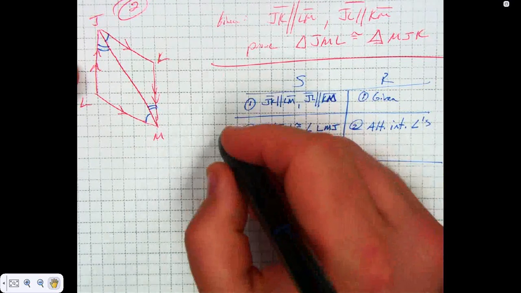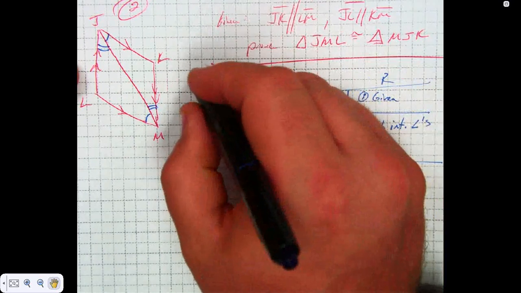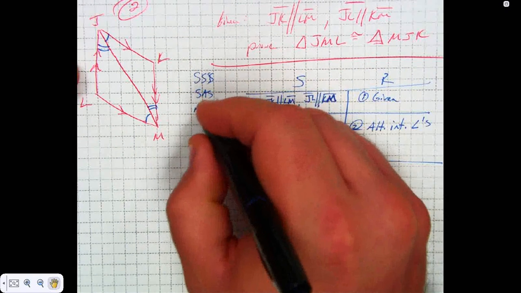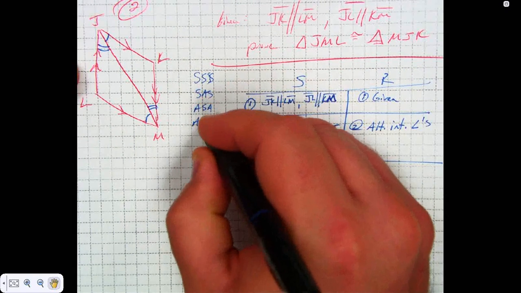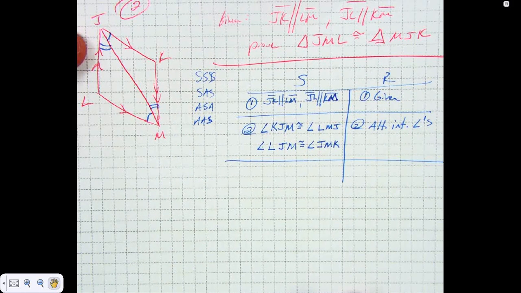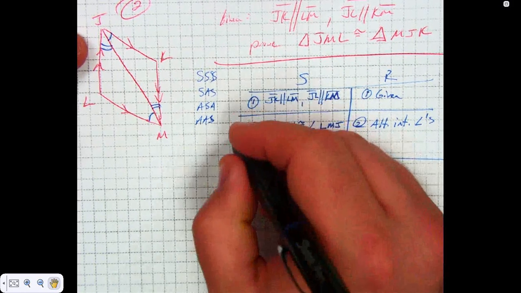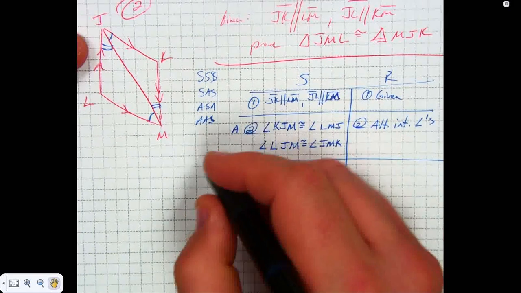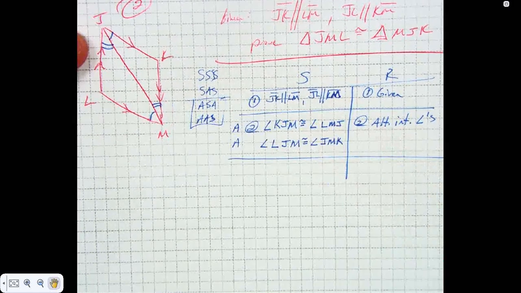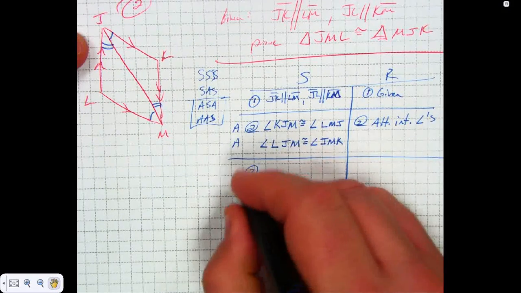So if you want to think about it, remember, we can use side, side, side, side, angle, side, angle, side, angle, or angle, angle, side. Right now, how many do I have? What do I have here? I got an A for angle, right? And then I proved another A for angle, so I'm probably going to be using one of those two, aren't I? Can you look at the picture and tell that any sides are congruent?